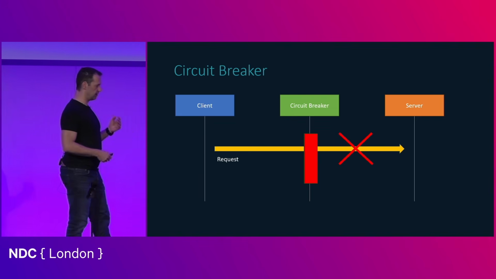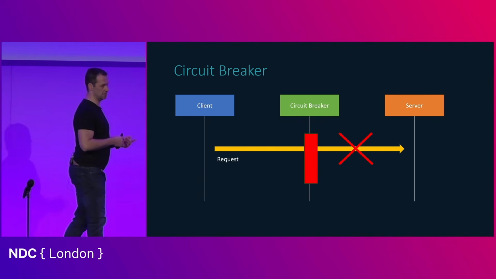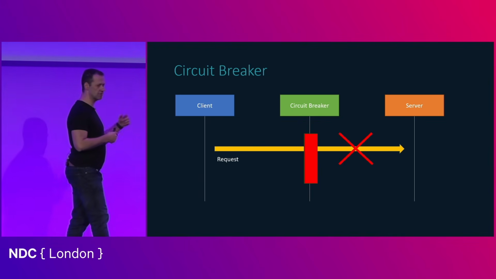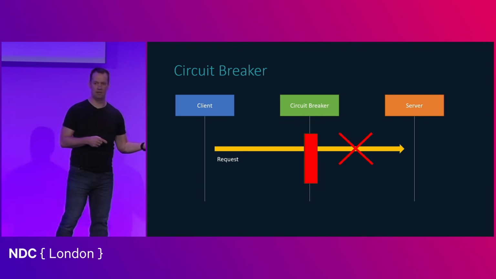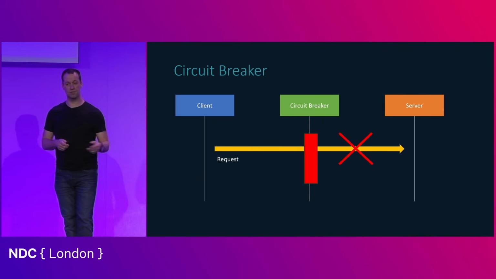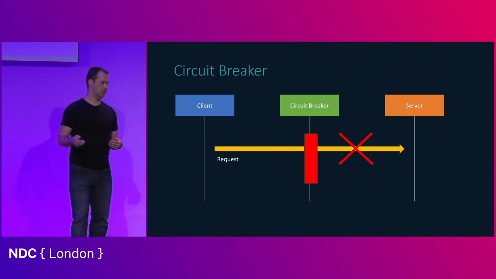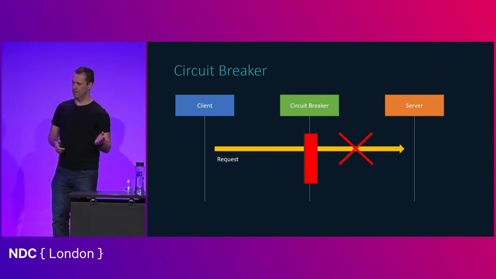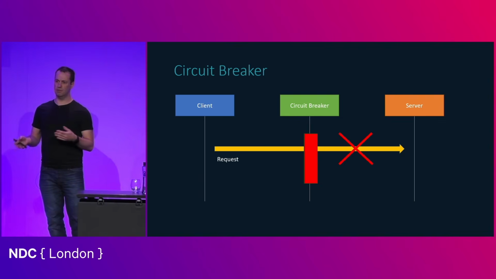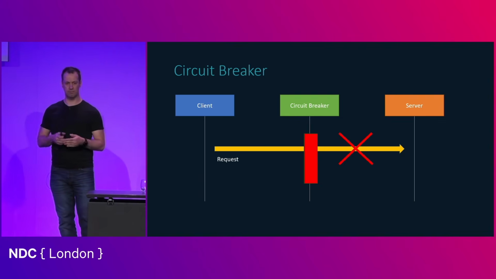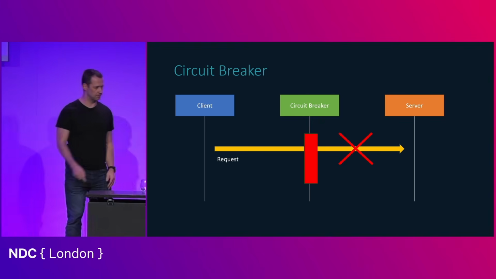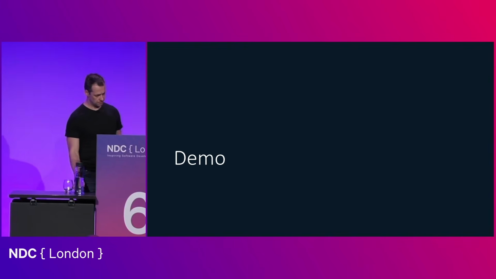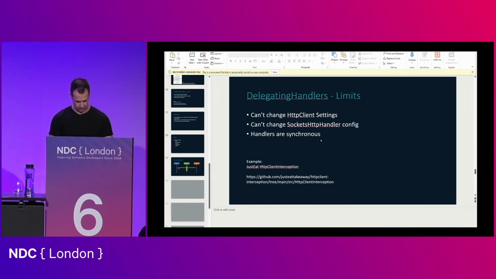Then the circuit can go half open, which means it will try to reach the server to see if it's back online. If it's back online, then the circuit will be fully closed again, and calls will start to go through again. This is basically stopping you from making too many unnecessary calls to a server that's down, allowing the server to come back up, also allowing your application to provide decent messages to your end user. Let's have a look at that.